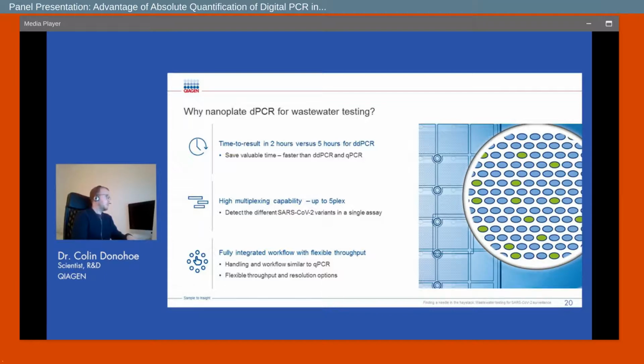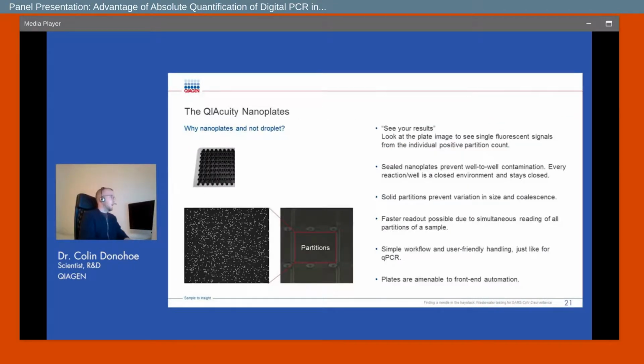Lastly, the Kai Acuity Nanoplate system is fully integrated in its workflow and offers users the flexibility of throughput and resolution. The plates are very similar to qPCR plates in their shape and well layout, and the 24 and 96 well plate options allow users the flexibility of throughput and resolution all at once. I'd like to take a brief moment to point out the features of the Kai Acuity Nanoplates and how they differ from the digital droplet PCR workflow.